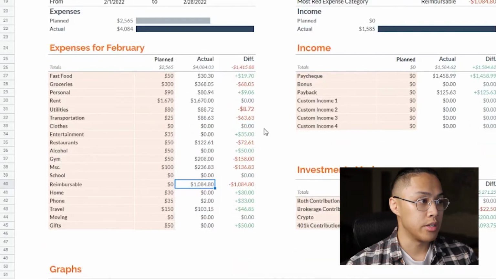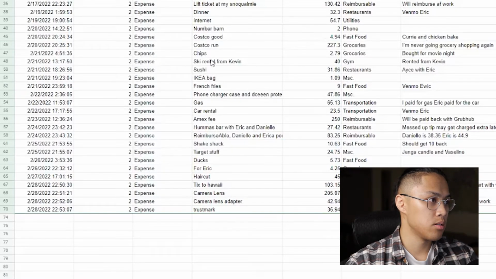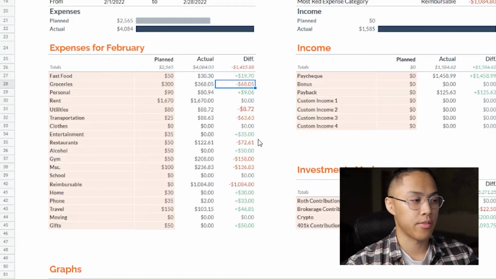So going over the differences in where I spent a lot of money. This month we can see I spent a lot of money on groceries. Good reason for that. I went to Costco, and when you go to Costco, you spend a lot of money. So pro tip, go to Costco, spend a lot of money, and then you don't have to spend money next month on groceries because my freezer is full of meat now.